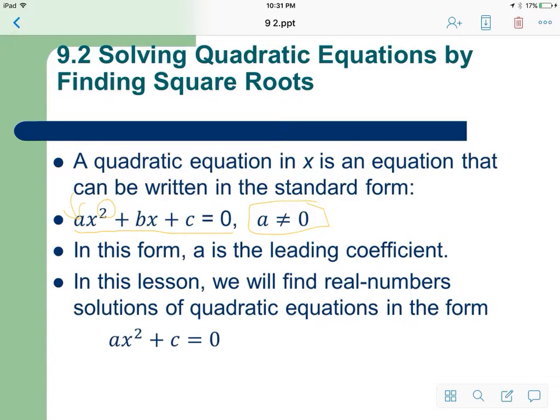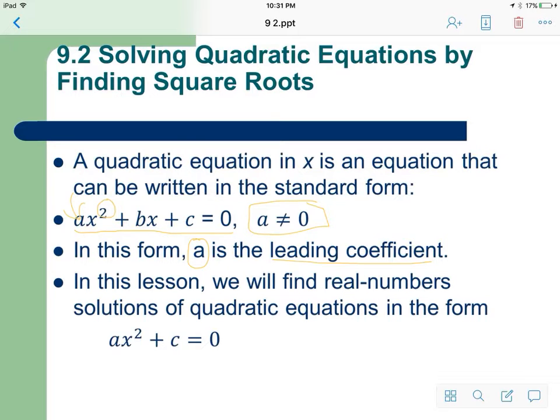So that value in front of the x squared will never equal 0, because if it does, then there's not an x squared term. In this form, a is the leading coefficient. The number in front of x squared is what is going to be called the leading coefficient. So when I make reference to the leading coefficient, it's always going to be the number that's in front of x squared.